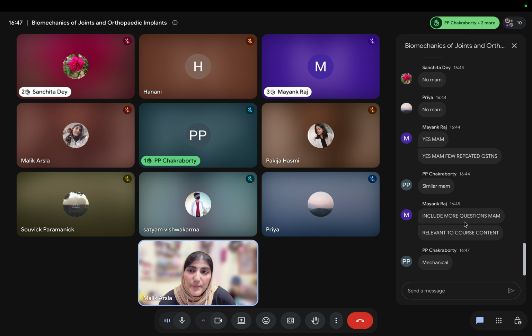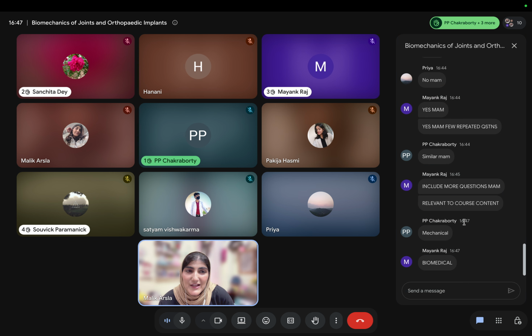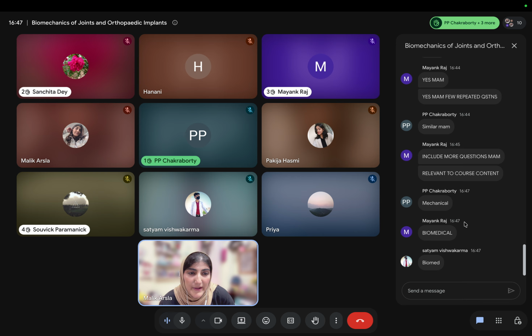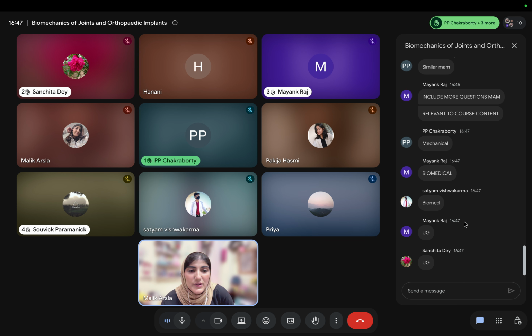And how many of you are from biomedical? Sanchita is one, and how many others are there? Okay, you're also from biomedical. So all of you are undergraduates only? Okay, Mayank Raj, you're also from biomedical. Okay, so I see a lot of students are from biomedical. Satyam, Sanchita, Sovik, Mayank. Okay. So you all are undergraduates or some of you are postgraduate students? Okay, those who are UG, please raise your hands.